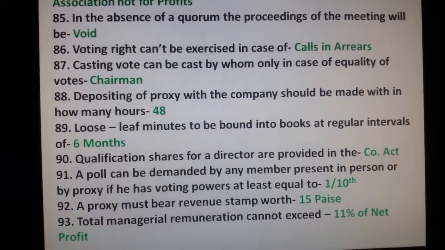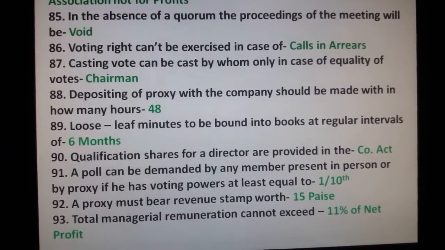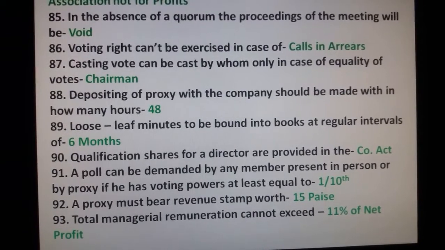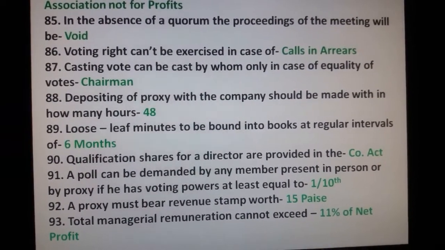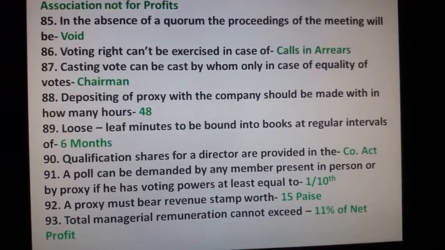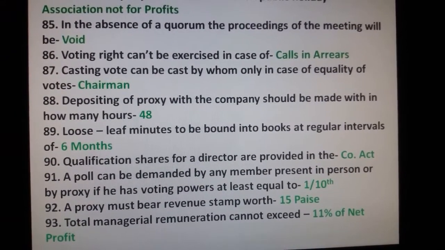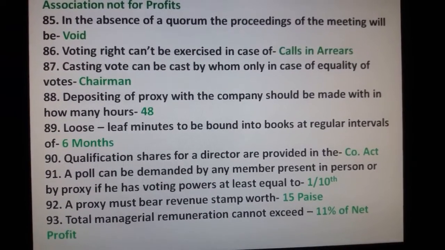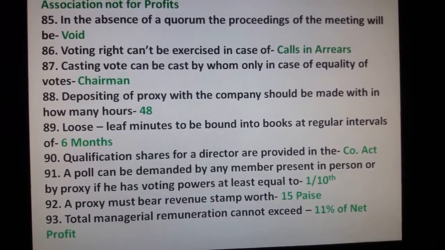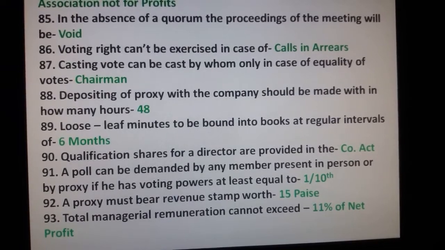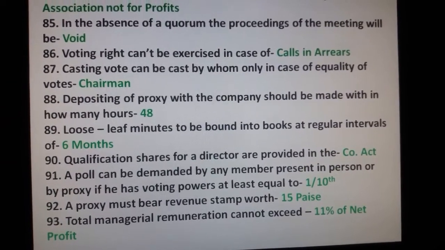Qualifications here for a director are provided in the Company Act. A poll can be demanded by any members present in person or by proxy if he has voting power at least equal to 1/10. Question number 92. A proxy must bear revenue stamps worth 15 paisa. Total managerial remuneration cannot exceed 11% of net profit.